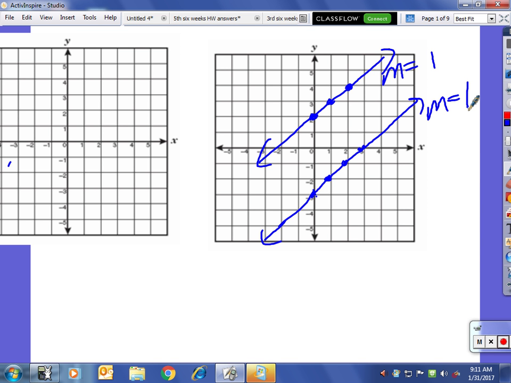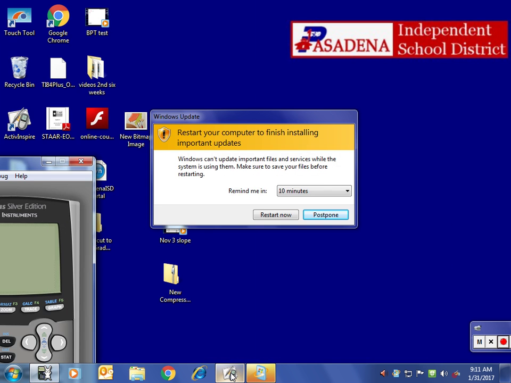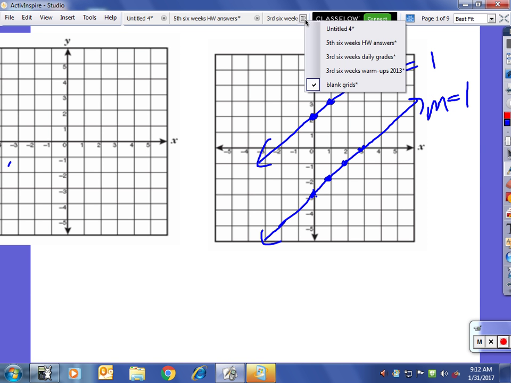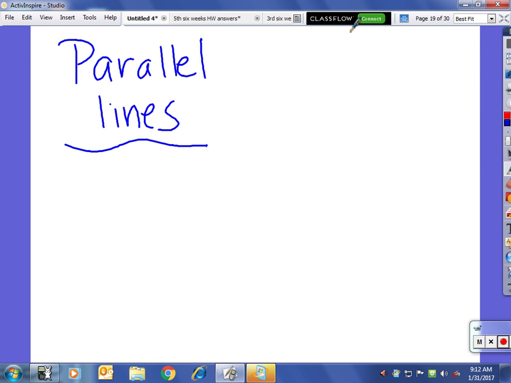What's different about parallel lines? They have different y-intercepts. Okay, so keep that in mind, and let me show you how you're going to be asked to prove that you know that fact. Let's go back to our notes. Parallel lines.